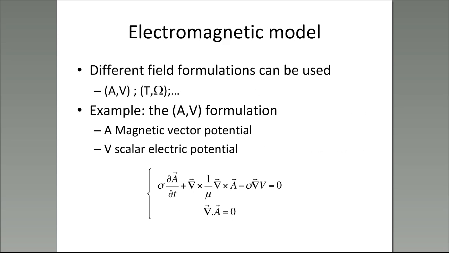Regarding the electromagnetic models, you have different field formulations which can be used, AV formulation, T-omega, and all those formulations are meant to get a synthesis of the Maxwell equations in a more exploitable way for numerical modeling. So for instance, the AV formulation, with a magnetic vector potential and a scalar electric potential, can bring you to a system of equations, which you can see at the bottom of this slide.